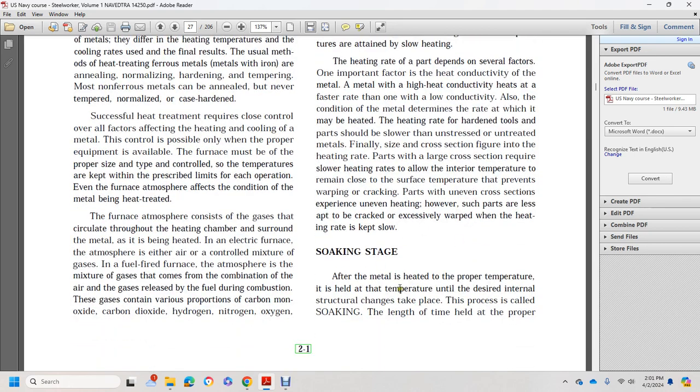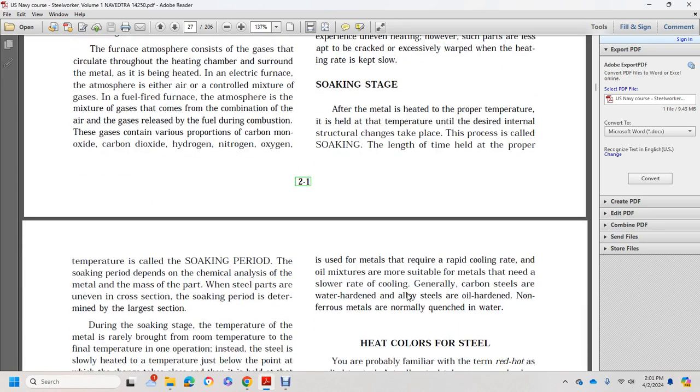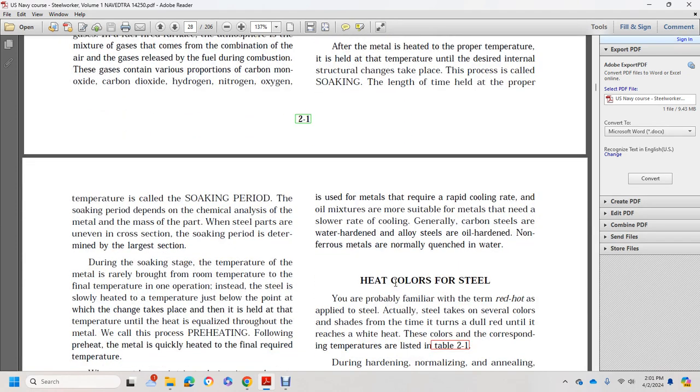Soaking stage. After the metal is heated to the proper temperature, it is held at that temperature until the desired internal structure change takes place. This process is called soaking. The length of time held at the proper temperature is called the soaking period. The soaking period depends on the chemical analysis of the metal and the mass of the steel parts. For parts of uneven cross section, the soaking period is determined by the largest section.